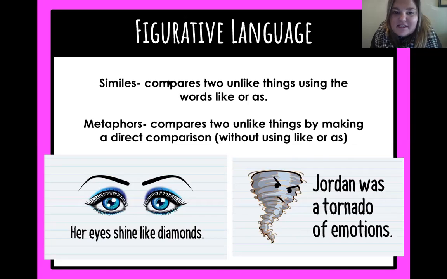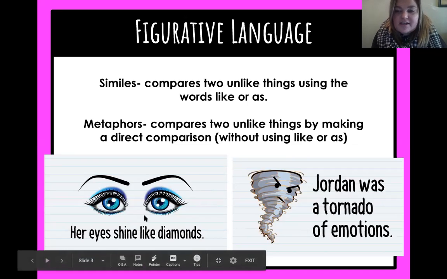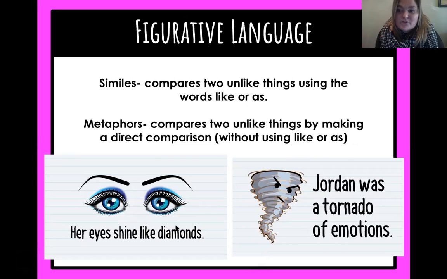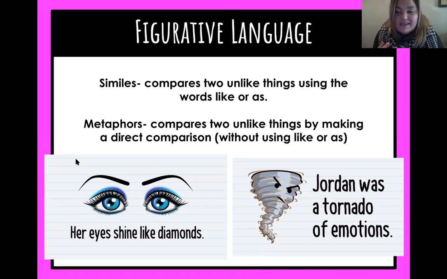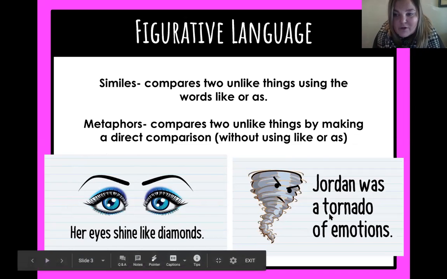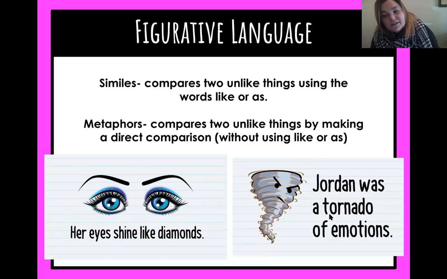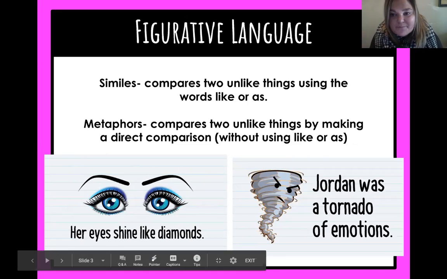So a simile is comparing two unlike things using the words like or as. So down here, her eyes shine like diamonds. So it's comparing somebody's eyes to diamonds. Or we could be using a metaphor. So that is comparing two things by making a comparison without using like or as. So Jordan was a tornado of emotions. So it's comparing Jordan to a tornado.